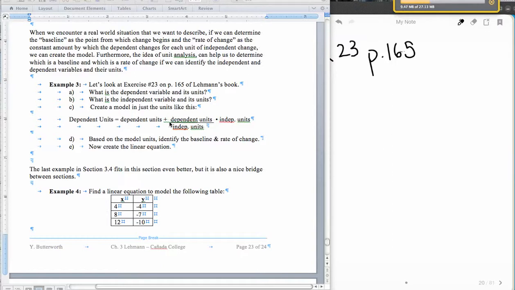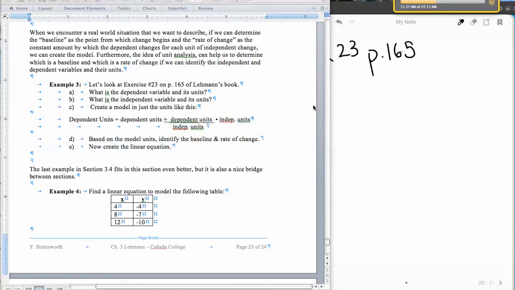And what you're seeing here is a unit analysis that's going to help us keep all those things in the right places. And then based on the model, we want to identify the baseline and the rate of change. So we're going to look at those units, like I said, to identify those. And then we're going to create the linear equation. So let's go ahead and take a look at his exercise.